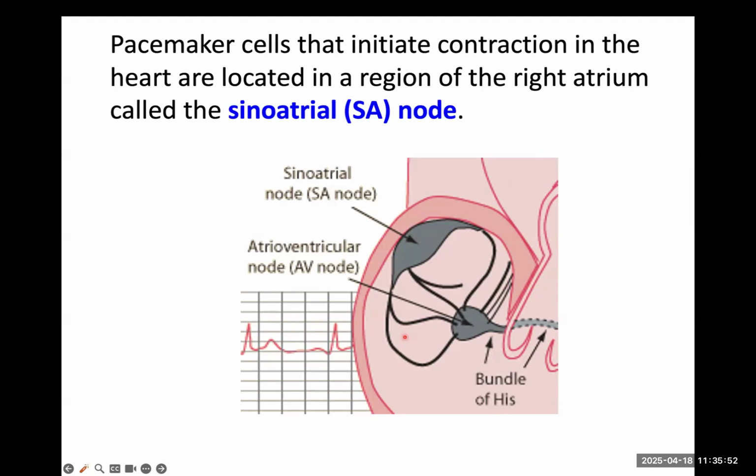We have a natural pacemaker, and it's called the sinoatrial node. So in a healthy person, there is something called the sinoatrial node. That's their pacemaker.